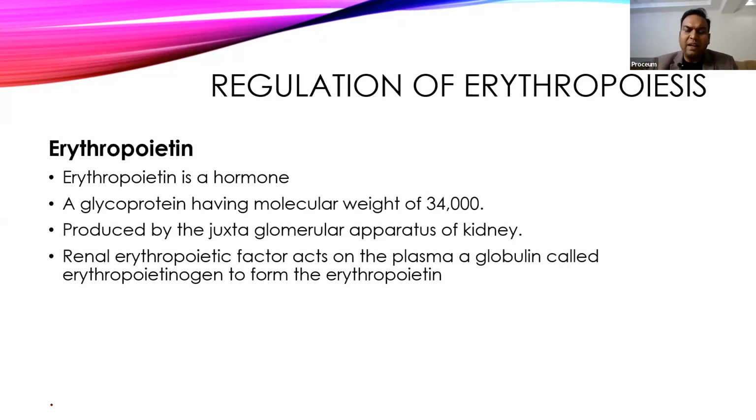Now a new factor has come. It is not that erythropoietin is directly released by the kidney, but the kidney releases the renal erythropoietic factor, which acts on a globin called erythropoietinogen and converts it into erythropoietin. Even if you say erythropoietin is released from the kidney, it is not wrong, and if you say this, it is also not wrong, because this is a newer fact, and that's why I added it in this slide.